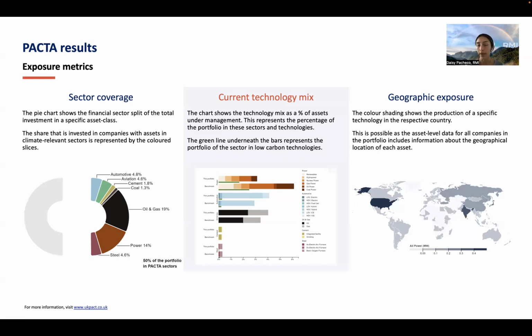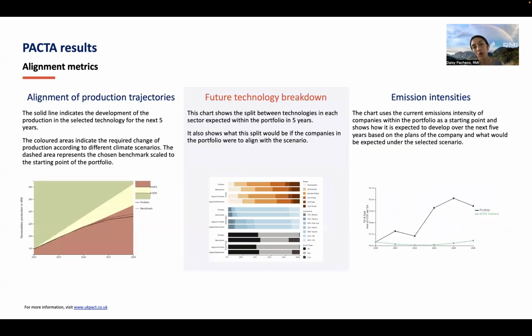This is possible to know, again, because of the bottom-up main characteristic of PACTA, because of the asset level data that we have for all companies in the portfolio, which includes information about the geographical location of each asset. If we go to the second type of metric, which are the alignment metrics, here we will find 3 different visualizations of alignment. The first one is the alignment of production trajectories. The second one is a future technology breakdown, and the third one is the emission intensities.